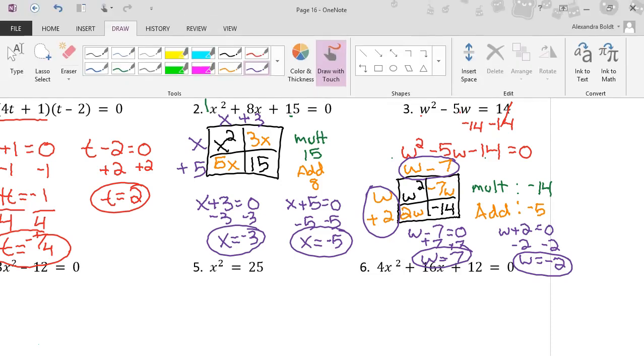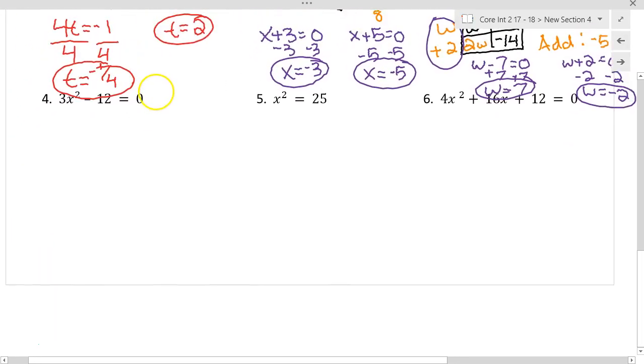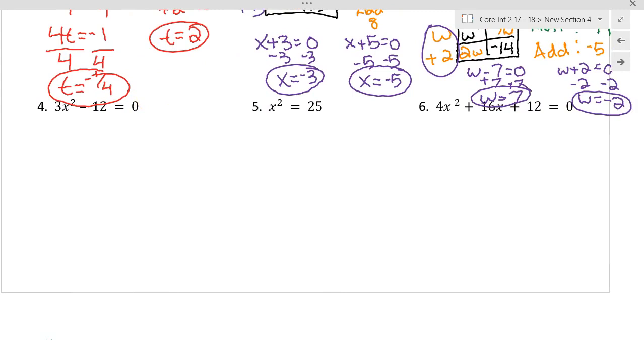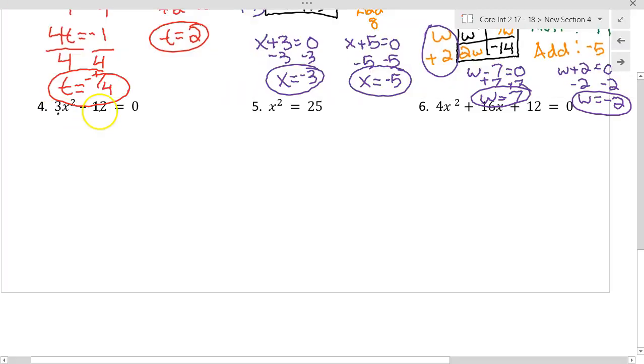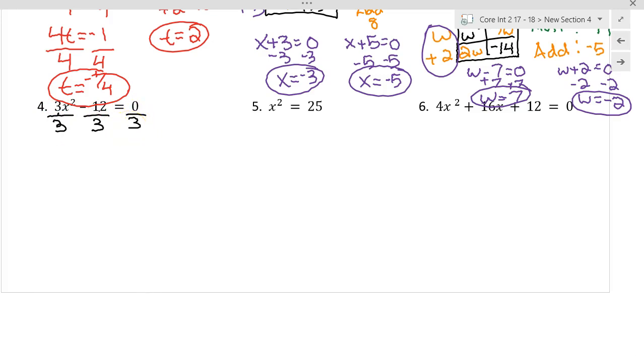All right, looking at our next problem. I have 3x squared minus 12 equals 0. Now that there's a number in front of the x squared, the first thing I want to look for is to see if it has a greatest common factor. Well, I have a 3 here. Is 12 divisible by 3? Yes. So I'm going to divide both of these by 3. I'm going to divide everything by 3 first, for solving. So I have x squared minus 4 equals 0 divided by 3, which is 0.